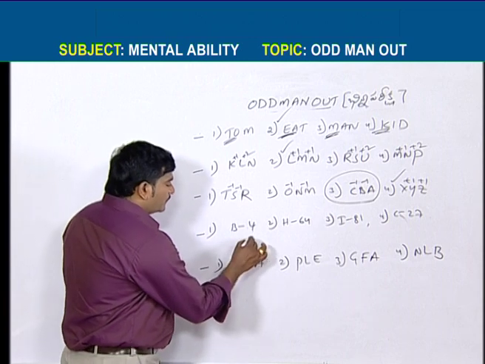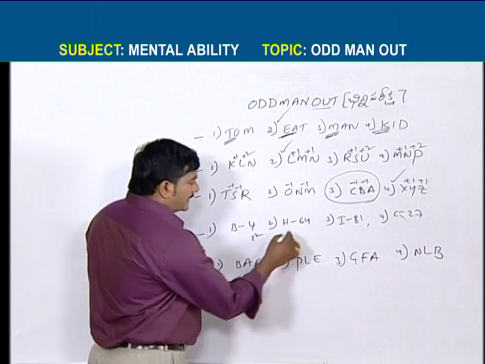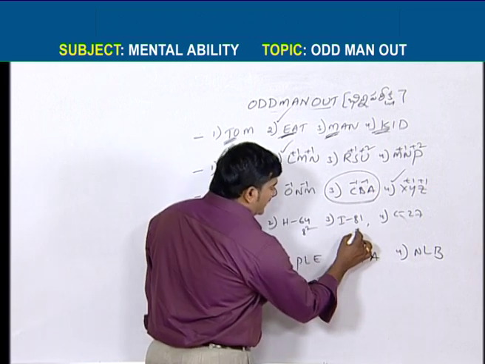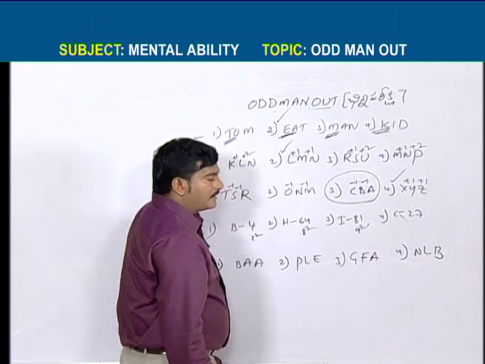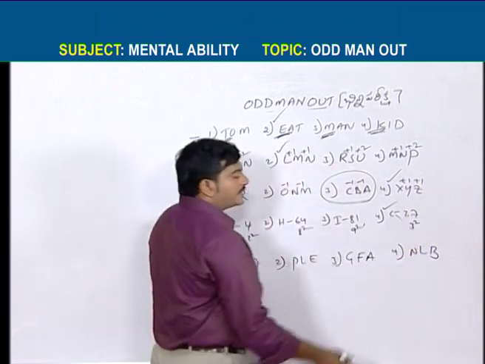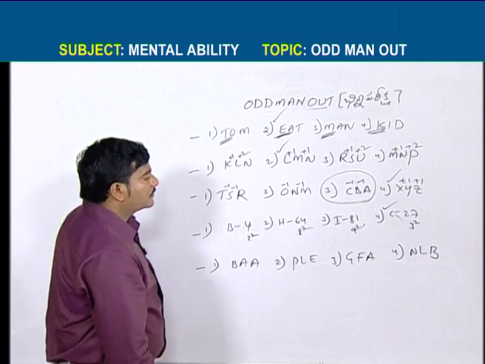See, B means 2, and 2 means 2 square. H means 8, 8 means 8 square. I means 9, 9 means 9 square. C means 3, so you should get 3 square, but it is 3 cube. That's why the answer is the fourth option.